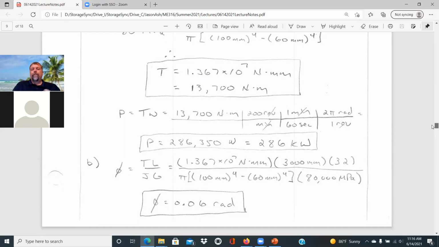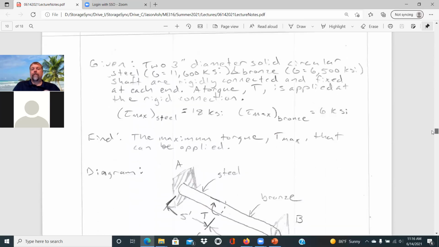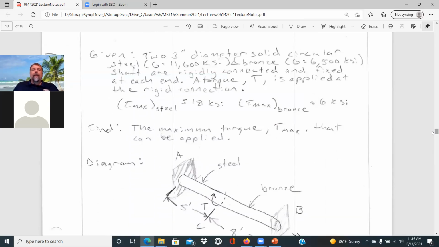So that's just a basic problem involving power transmission. And then next, we'll get into the statically indeterminate cases. And so we'll just do that by example, where we're given two 3-inch diameter shafts.